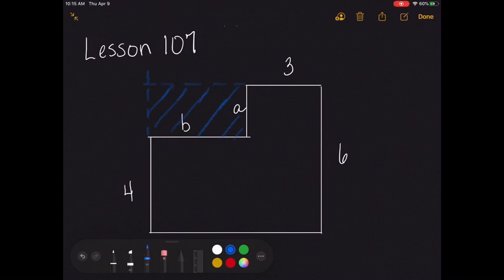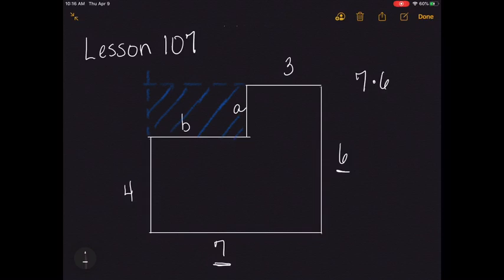So one thing we could do is find the area of the rectangle as if that was not cut out. And then we can subtract the cut out portion. So the area of that rectangle would be 7 by 6. So it would be 7 times 6, which equals 42. Our units are centimeters. So remember, area is measured in square units. So it would be 42 square centimeters.